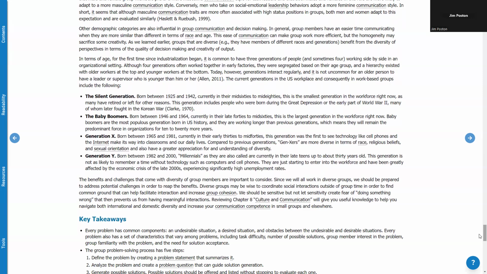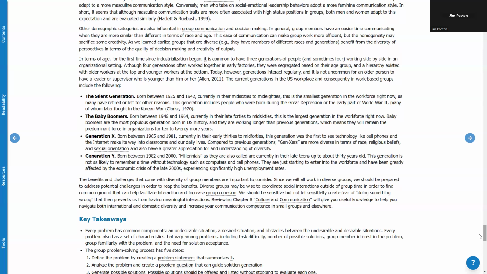In terms of age, for the first time since industrialization began, it is common to have three generations of people and sometimes four working side by side in an organizational setting. Although four generations often worked together in early factories, they were segregated based on their age group, and hierarchy existed with older workers at the top and younger workers at the bottom. Today, however, generations interact regularly, and it is not uncommon for an older person to have a leader or supervisor who is younger than him or her.